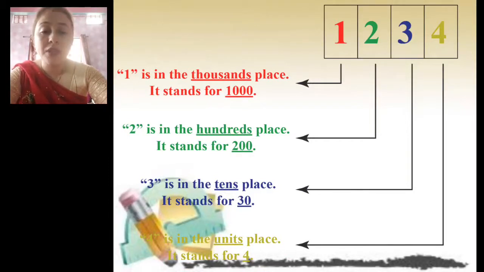Here you can see, this we have been doing since many days. Here you can see 1 is in thousands position, 2 is in 100 position, 3 is in tens position and 4 is in ones position. So your number will be 1234 according to its position or according to its place value.